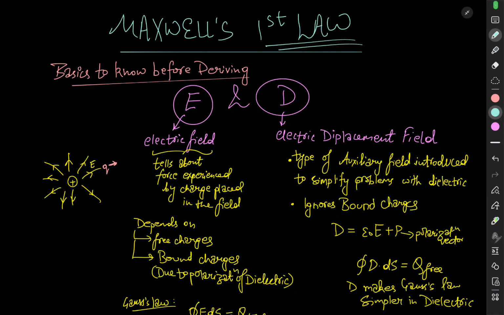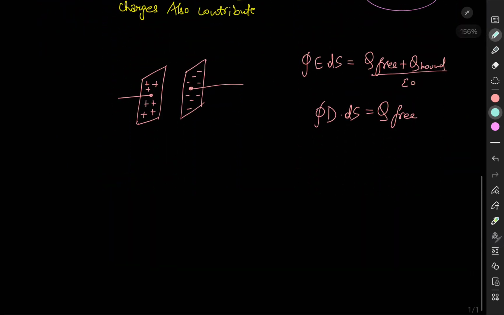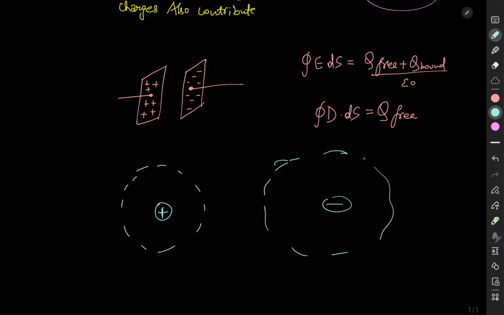Maxwell's first law. And before deriving Maxwell's first law, we must know some basics. First, let's talk about what an electric field is. We have two charges, a positive charge and a negative charge. The area within which the effect of a charge can be experienced is known as the electric field.